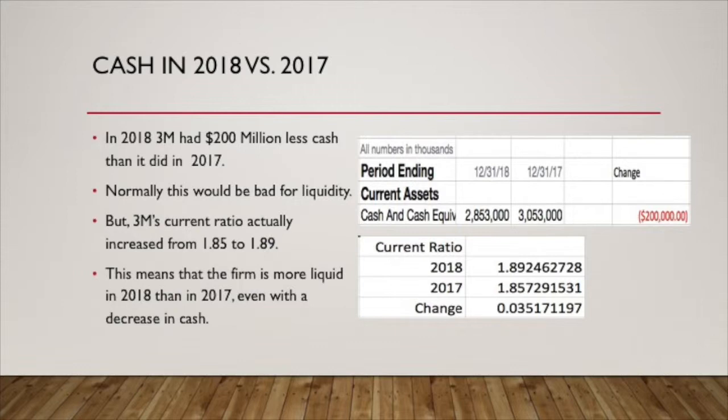In 2018, 3M had $200 million less cash than it did in 2017. Normally, this would be bad for liquidity, but 3M's current ratio actually increased from 1.85 to 1.89. This means that the firm is more liquid in 2018 than in 2017, even with a decrease in cash.